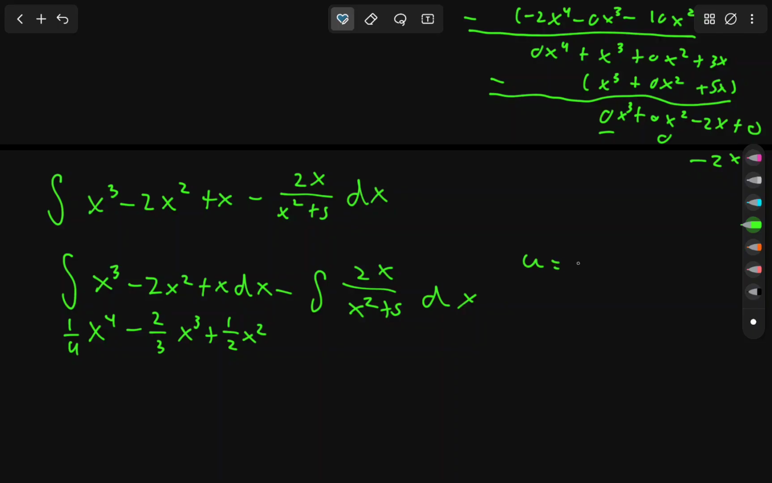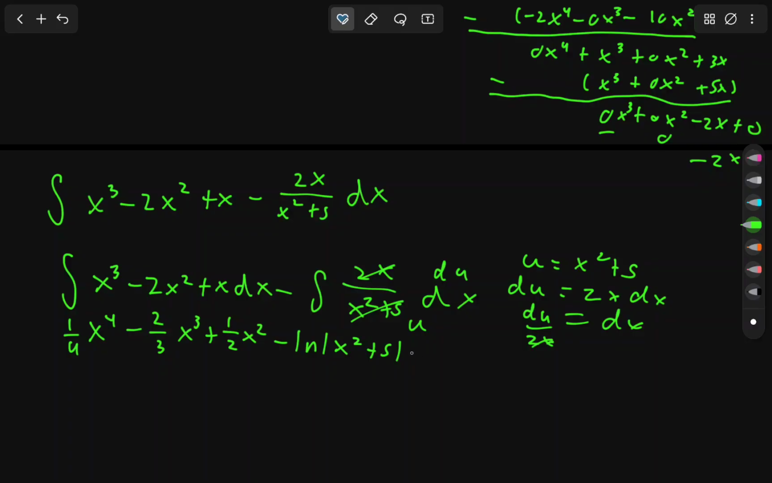So we'll say u is actually going to be x squared plus 5. So then our du is going to be equal to 2x dx. Then solving for the differential dx, we're going to get du divided by 2x. Well, this 2x and this 2x will cancel, leaving a du over u, so this is just going to be the natural log of u. So we can now plug in the natural log of the absolute value of u, which is x squared plus 5, plus the constant of integration c. And that is our solution to this absolute beast of an integral.